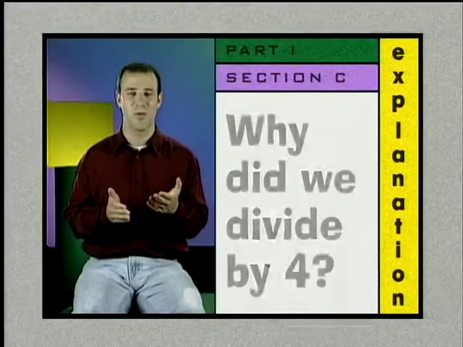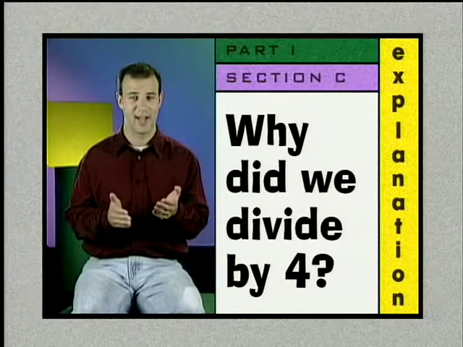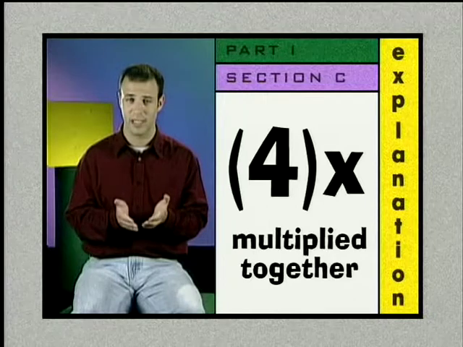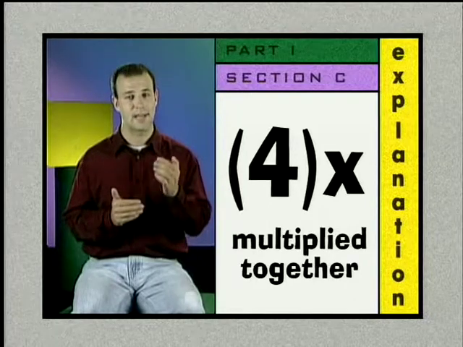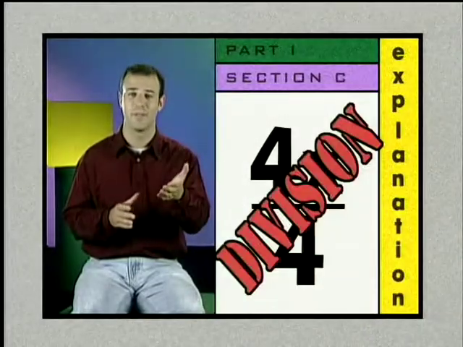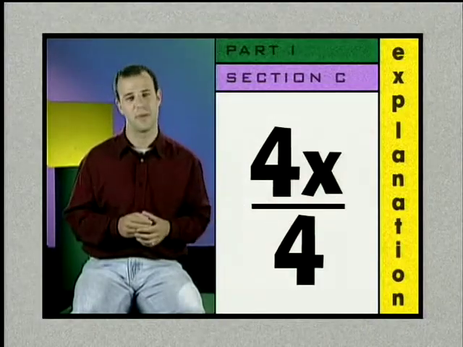Now, in case you're wondering why we divided by 4 to solve for x, it's because the term 4x means that 4 and x are multiplied together. So in order to get the x alone, we've got to do the opposite of multiplication, which is division. Got it? Let's try another one and you'll see what I mean.